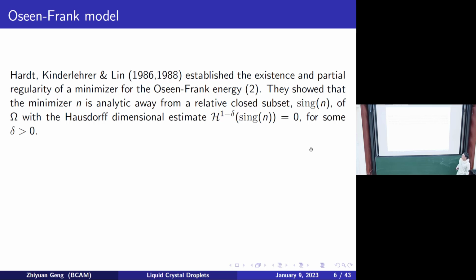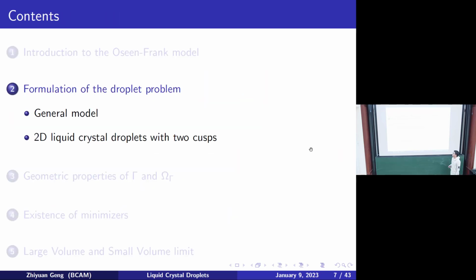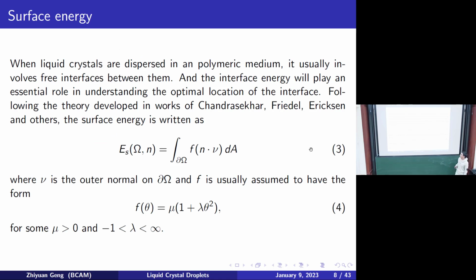This shows that the minimizer is analytic away from a singular set, and this singular set has Hausdorff dimension strictly less than 1, so we have a partial regularity result. In particular, if we take special parameters, like K1, K2, K3 equal to 1 and K4 equal to 0, the energy functional reduces to the Dirichlet energy of the unit vector field, so the minimizer n becomes a minimizing harmonic map. This is a brief review of the Oseen-Frank energy.